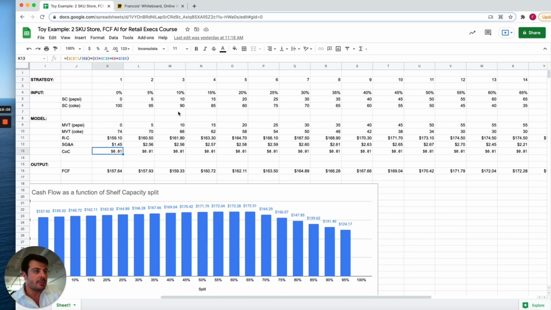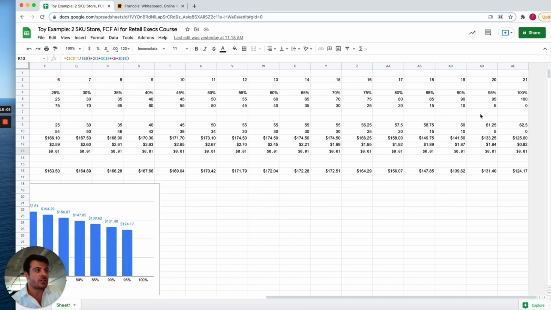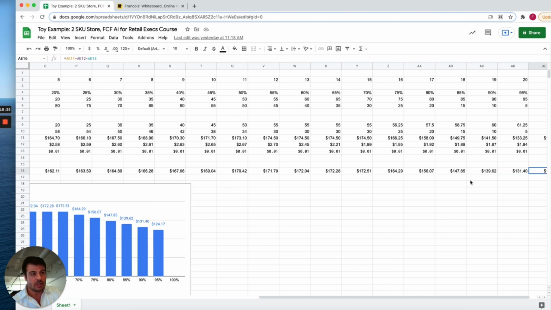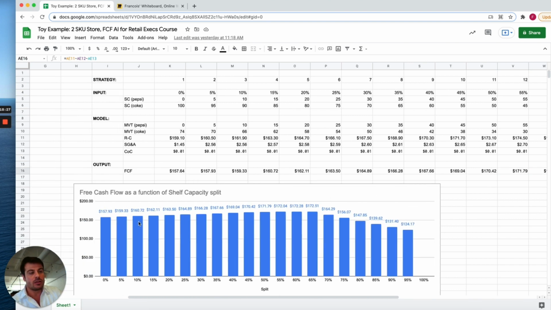And let's say that I keep moving that up to a higher and higher percentage of Pepsi and less percentage of Coke. Again, I have a fixed size store. And you're going to find out that 100% Pepsi gives us $124. The optimal is a 65% split. So we want 65% Coke and 35% Pepsi, and that gives us $172 in free cash flow a day.